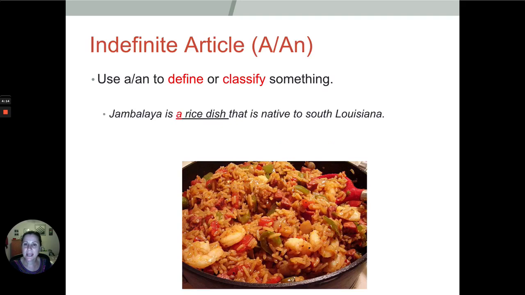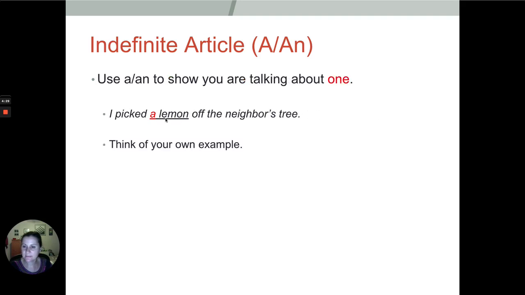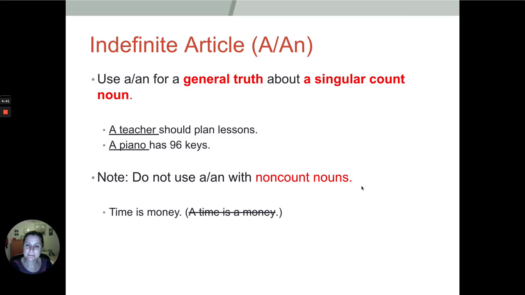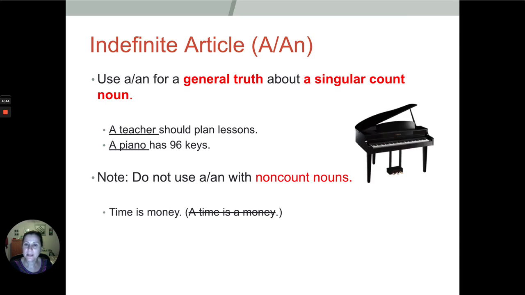We also use a and an to define or classify something, like in a definition. So jambalaya is a rice dish that is native to South Louisiana. So I'm defining what jambalaya is. We also use a and an when we're just talking about one thing, like I picked a lemon. Just one, not several. I picked a lemon. We also use a and an for a general truth about a singular count noun, like a teacher should plan lessons, or a piano has 88 keys.